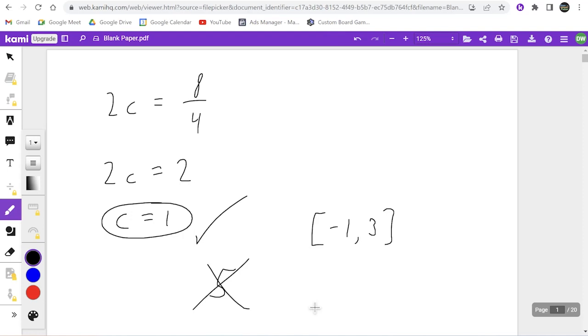Any questions on anything related to the mean value theorem? No? Okay then, so for the rest of the time today, for the next half hour, we're just going to be doing example problems of everything we just talked about today.